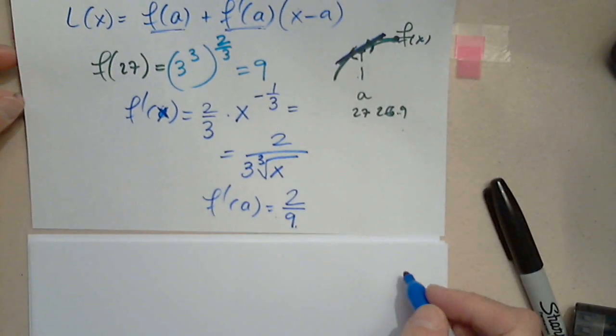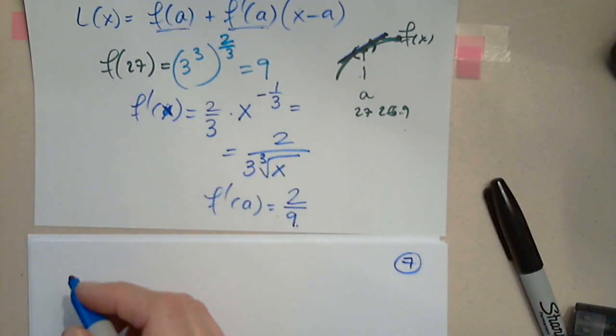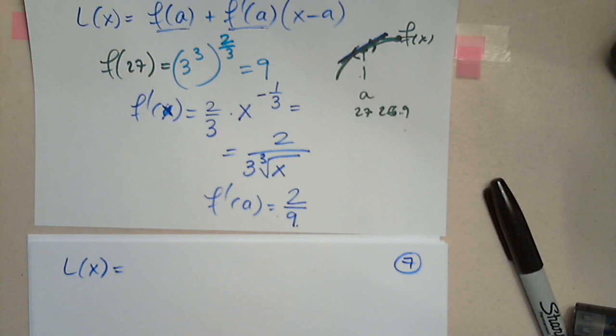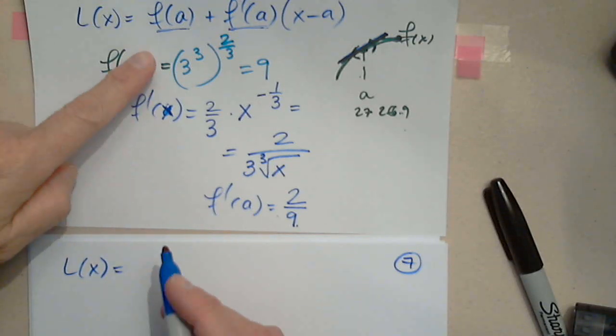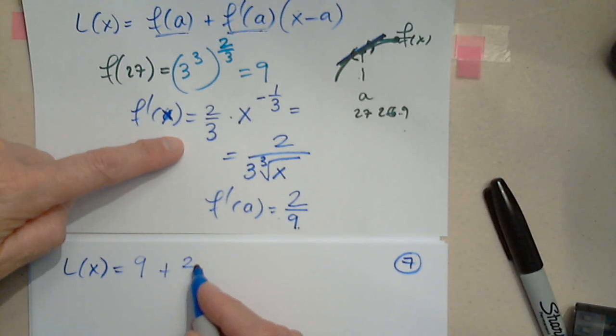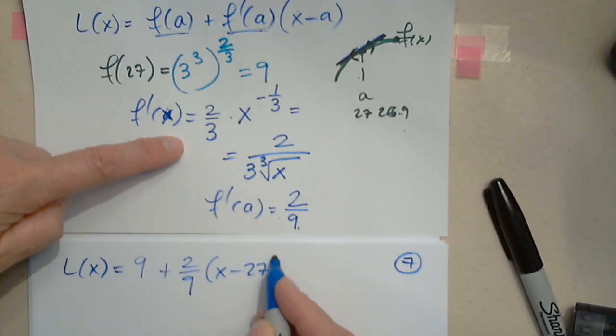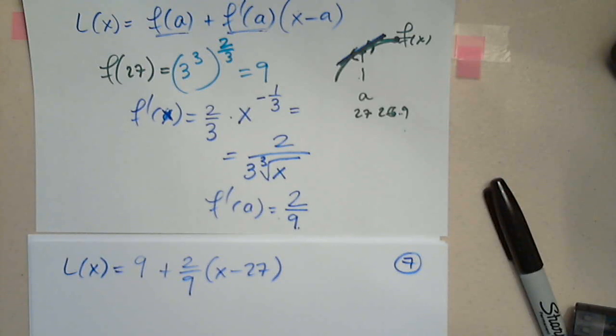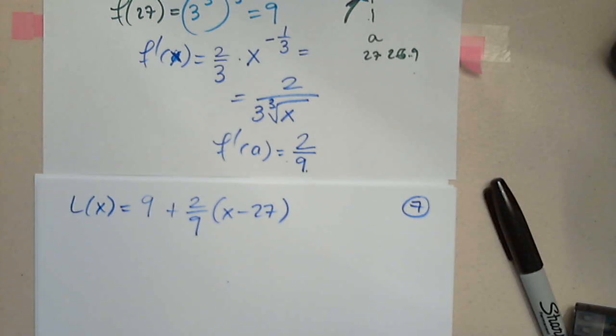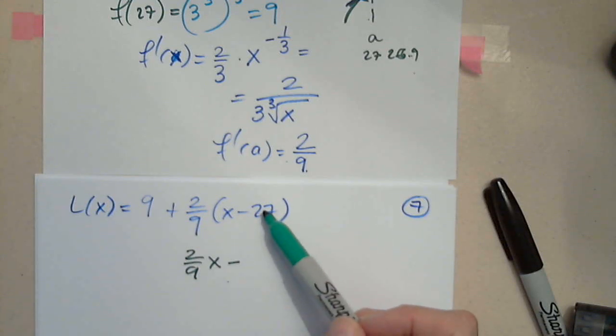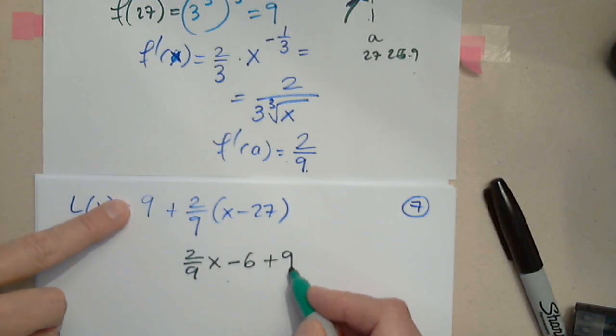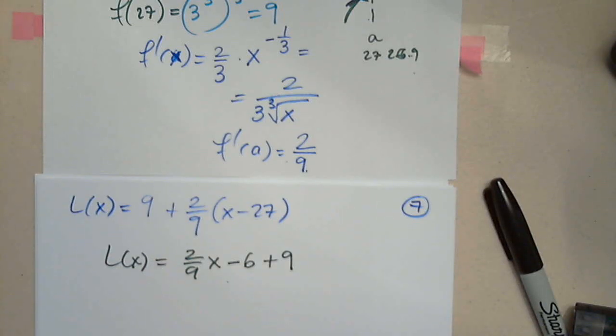Okay. So finally we put everything together, and this is the linearization of the function. So that will be 9, and then plus 2/9, and then x minus 27. I have to clean it up and give the line. So this will be 2/9x, but minus, when I simplify by 9, I get 3 times 2 is 6, and plus 9. So finally, L of x is 2/9x plus 3.